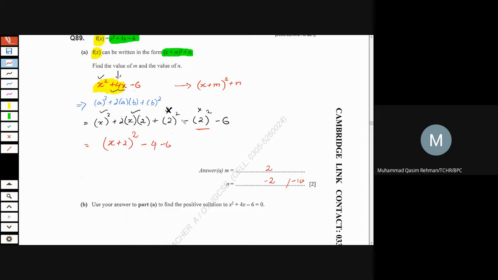Now if I solve this further, it is going to be minus 10. So x plus 2 whole square, and then plus, and then a minus 10. There you go. The examiner asks you for the values of m and n. M is clearly 2 and n is negative 10. Clear?